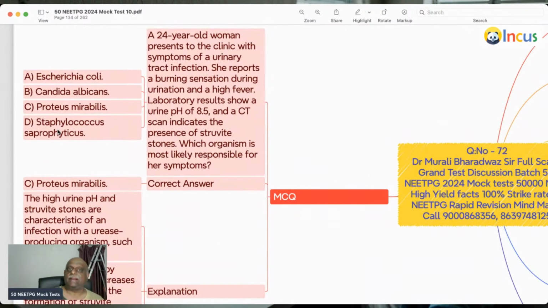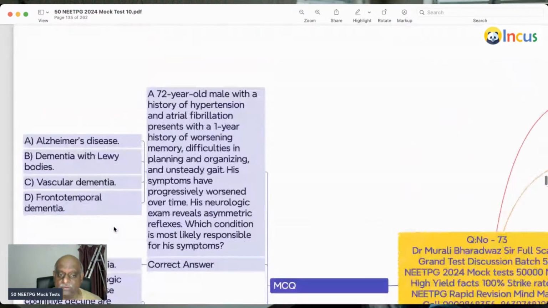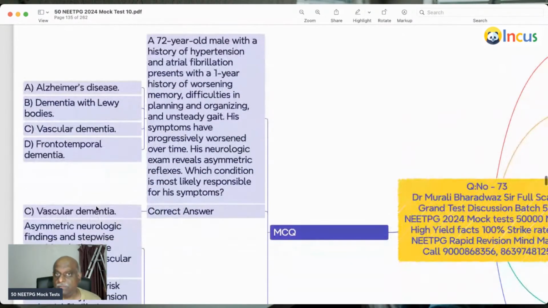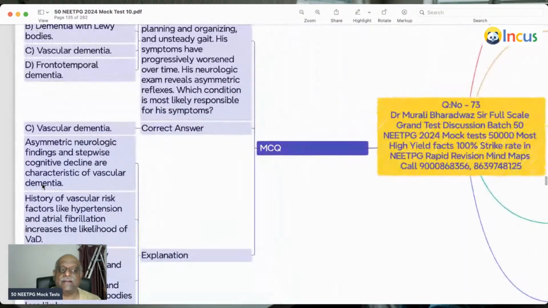24-year-old, urinary tract infection, typically urine pH is 8.5, and there are struvite stones, which are typically caused by urease-producing organisms like Proteus mirabilis, is what you need to remember. 72-year-old male with history of hypertension, atrial fibrillation, asymmetric neurological findings, and stepwise cognitive decline. Stepwise cognitive decline is characteristic of vascular dementia.